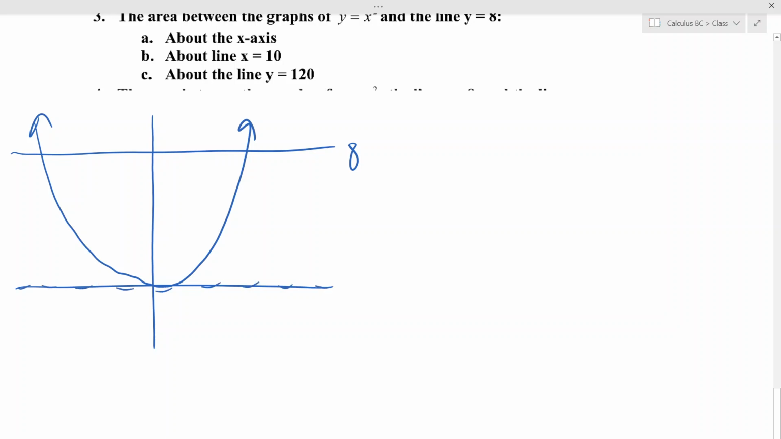Now this is just one shape, which is a lot nicer than the last one, which was a pain in the butt. So big R is from the axis we're rotating to the outside. That's 8 minus 0. So we have pi times the integral of (8 minus 0) squared. That's big R minus little r.